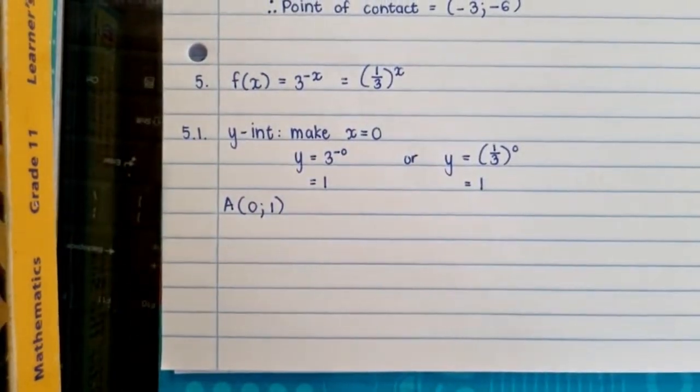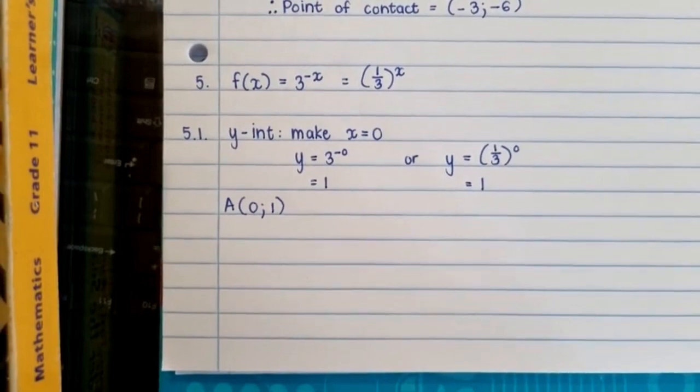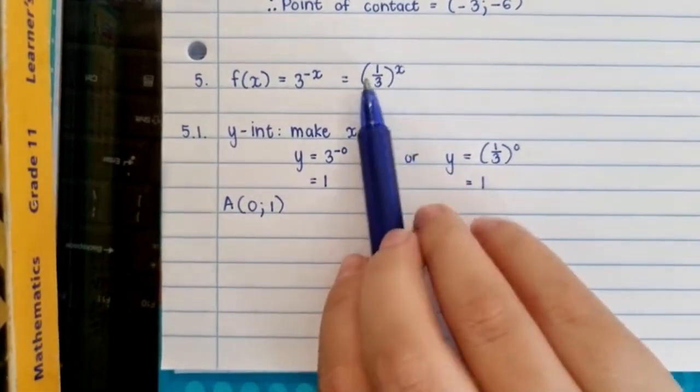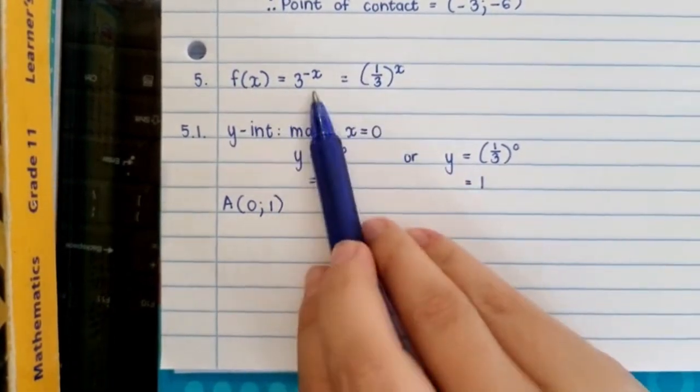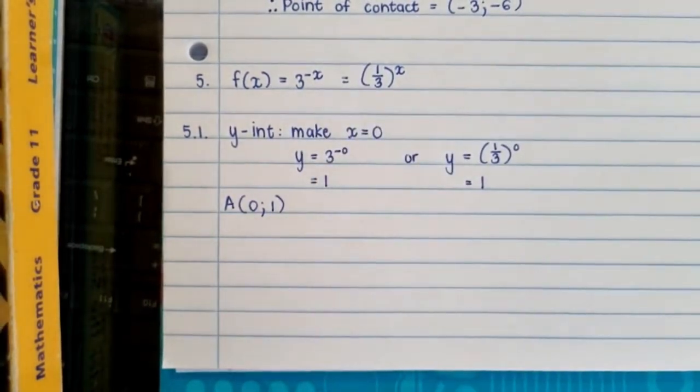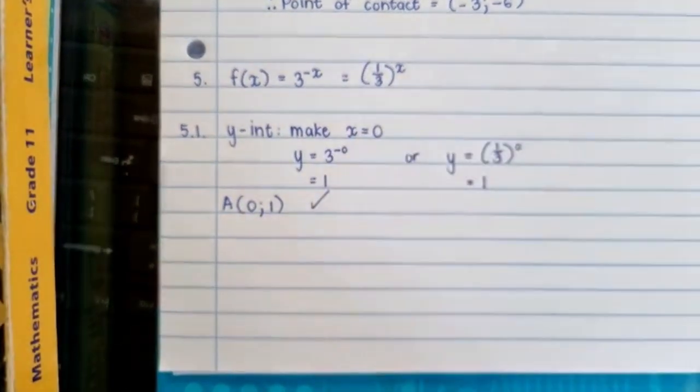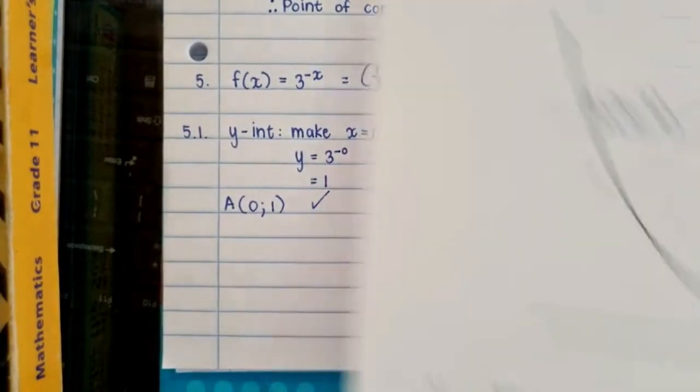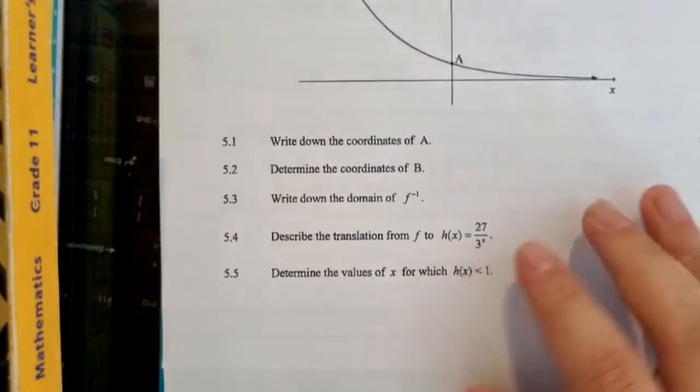Let me just see, there was a question. Ma'am, can I rewrite it as a third to the power of x? Yes, you can. All right, so that's what I did over there. So I was saying you can use it in that form or in that form. It's up to you. Okay, that's an easy mark there. 0, 1.